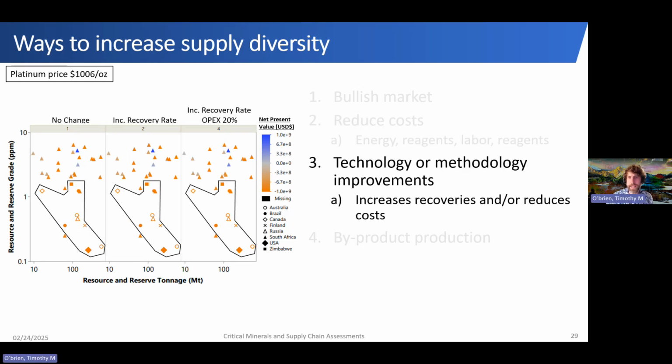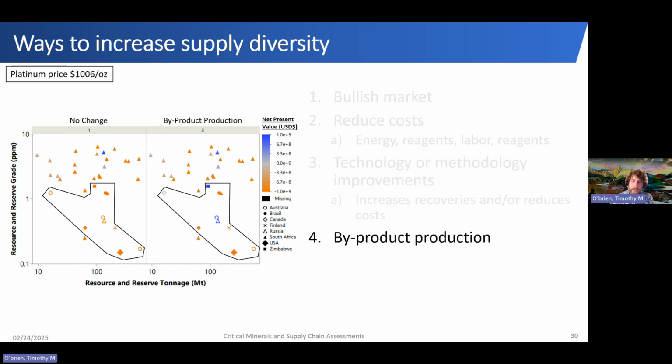What happens if we have some kind of technology or methodology improvement, and we increase our recovery rates, or we increase our recovery rates and reduce costs at the same time? And so if we increase our recovery rates, what I did is just say all these recovery rates are going to be 100%. We're going to recover all of it. Still, these projects cannot move forward. And then if we have a 100% recovery rate, and we're more efficient and reduce our costs, still nothing.